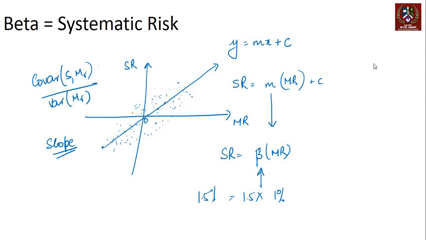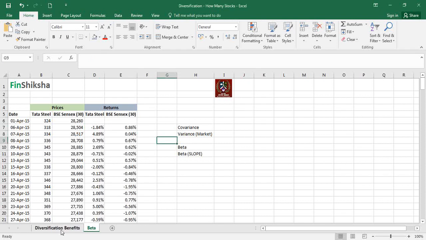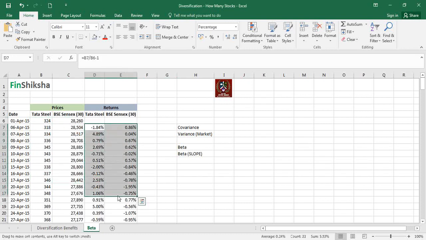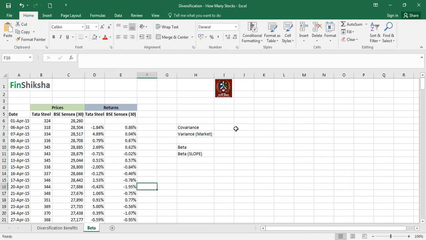And for the definition of market portfolio, we're going to use the BSE Sensex, the top 30 stocks, right? So let's look at this here. We already have the prices for the last 1 year for Tata Steel. We also have the prices for BSE Sensex. We have already calculated the returns for these two. We've removed the other data points.